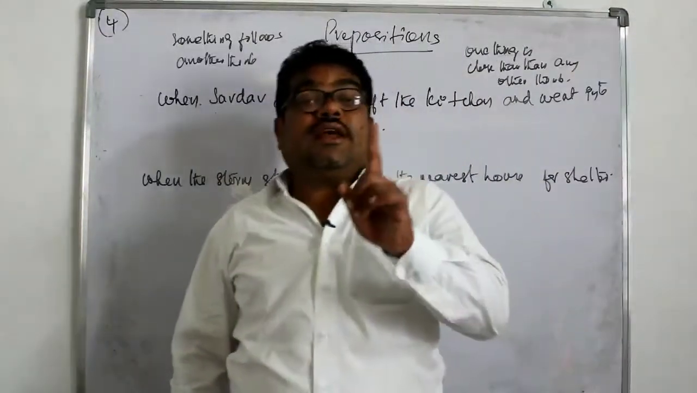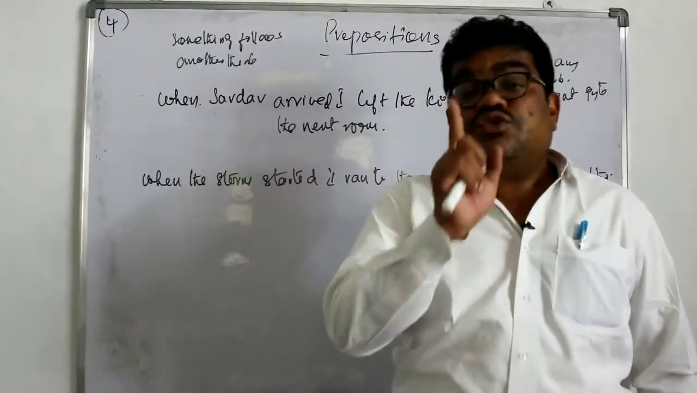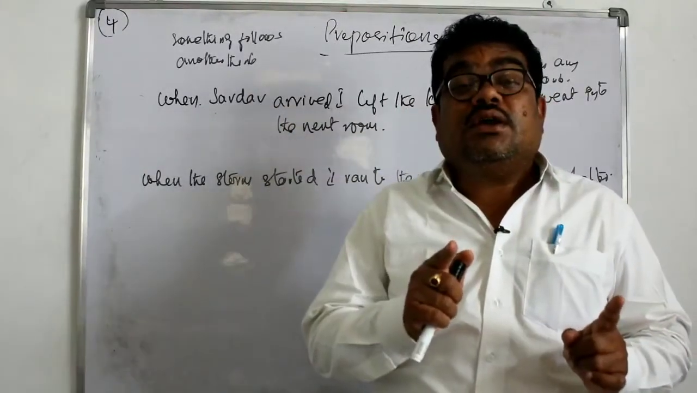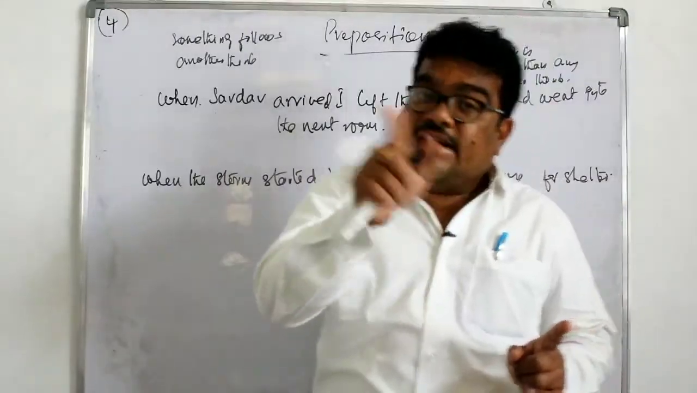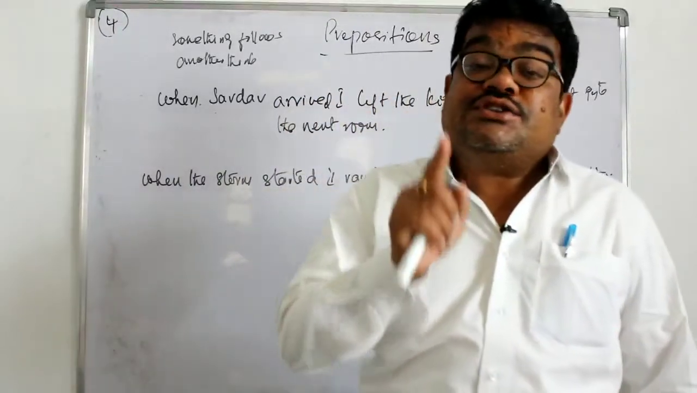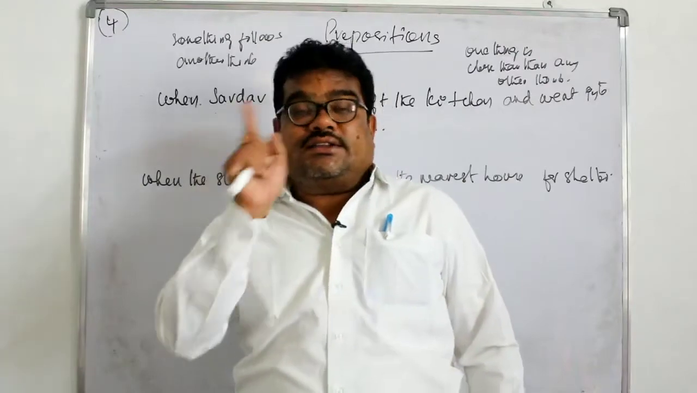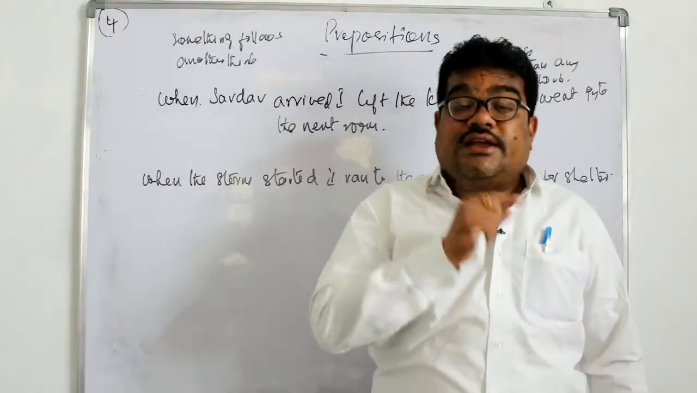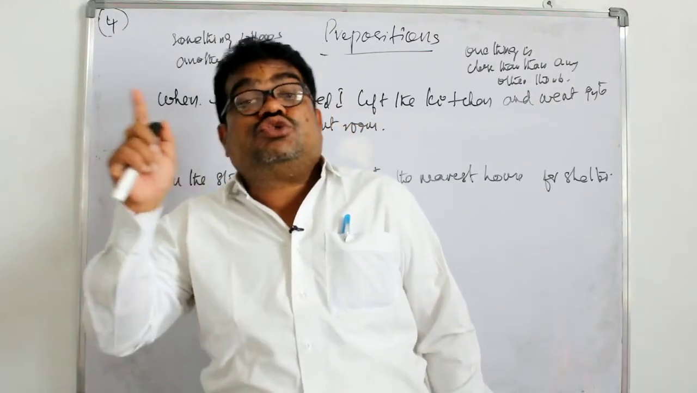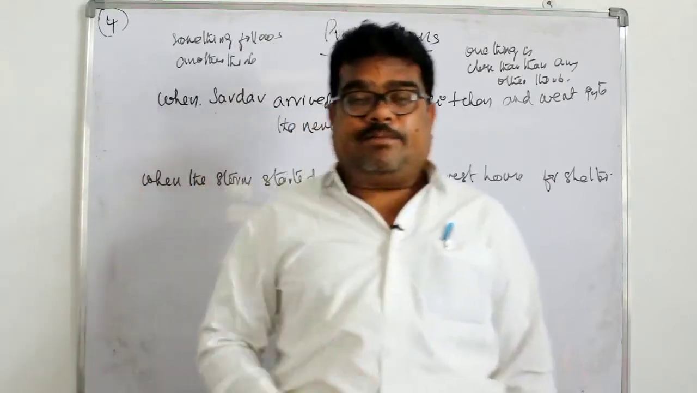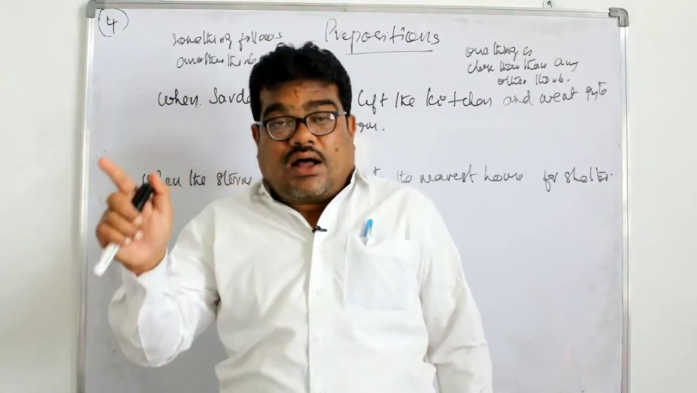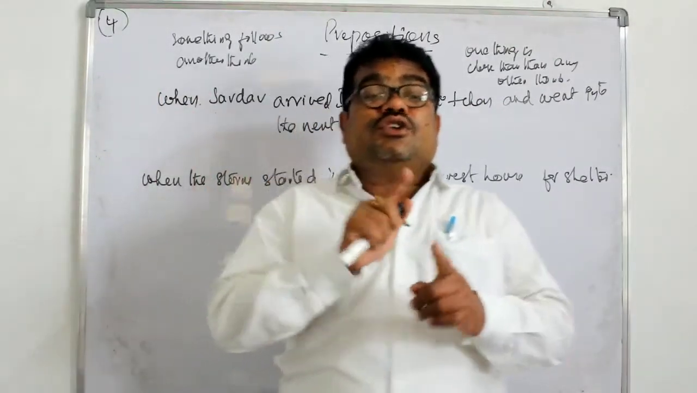When we have to use next and nearest, we use next as an adjective when something follows another thing in a series. We use nearest when one thing is close to the other thing of the same kind.